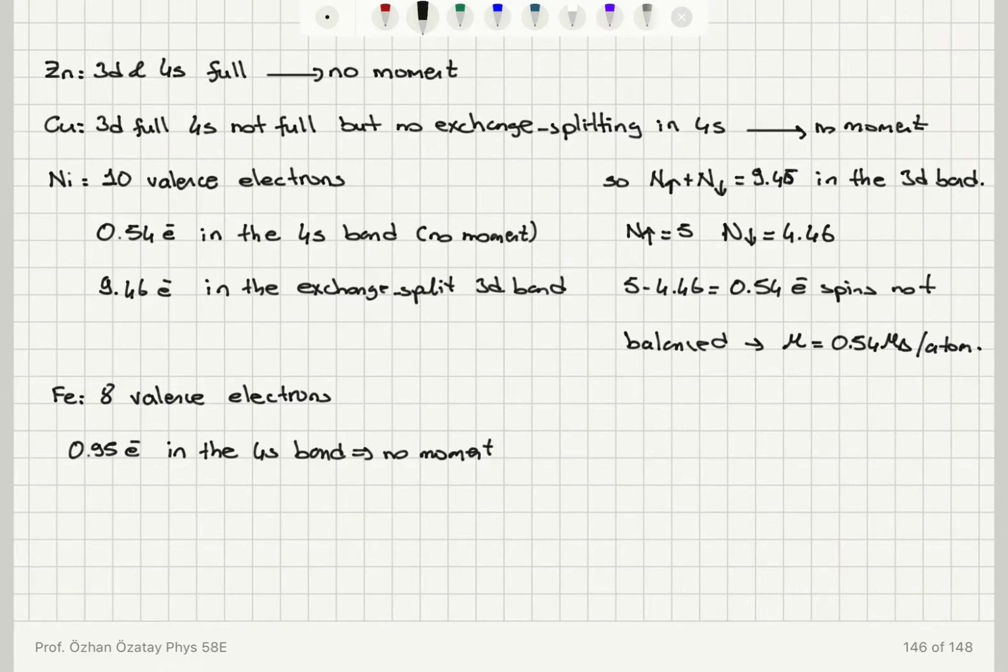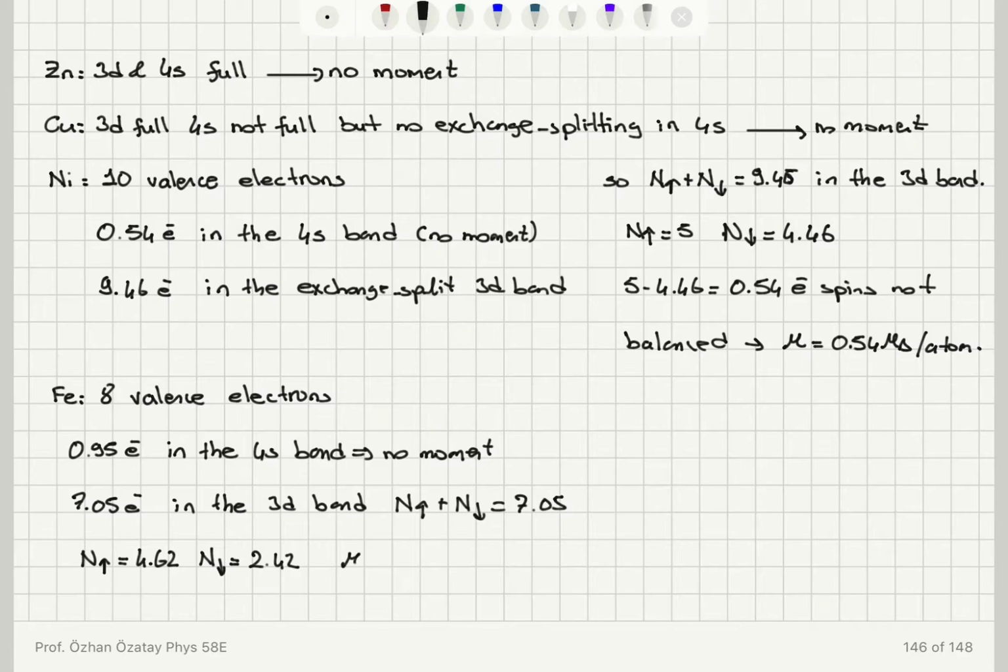And we have 7.05 electrons in the 3d band. So the number of up spins plus the number of down spins is 7.05 in the 3d band, and the number of up spins is 4.62, the number of down spins is 2.42, and the net moment mu is 2.2 Bohr magnetons per atom. So that's basically the difference between the number of up and the number of down spins. That is 2.2, the imbalance between the numbers.